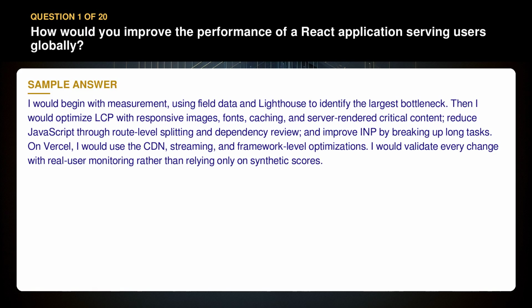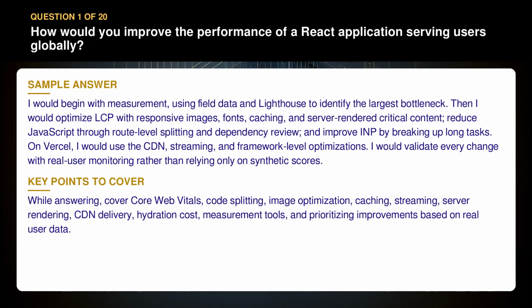On Vercel, I would use the CDN, streaming, and framework-level optimizations. I would validate every change with real user monitoring rather than relying only on synthetic scores. While answering, cover Core Web Vitals, code splitting, image optimization, caching, streaming, server rendering, CDN delivery, hydration cost, measurement tools, and prioritizing improvements based on real user data.